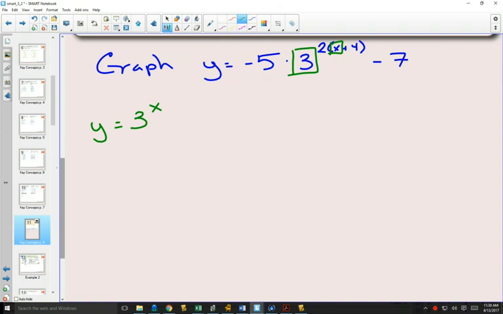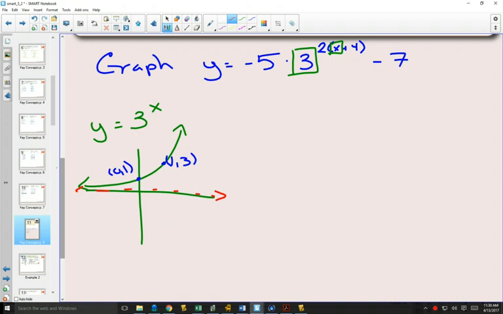So the very first thing is off to the side, you're going to write y equals 3 to the x. Draw a quick little sketch of that graph. You know the points on that graph are at (0, 1) and (1, 3), and that it has an asymptote at y equals 0. So when we do our transformations, we're going to take these 2 points and the asymptote. So we're going to say, well, what's going to happen to (0, 1)? What's going to happen to (1, 3)? And what's going to happen to our asymptote of y equals 0?